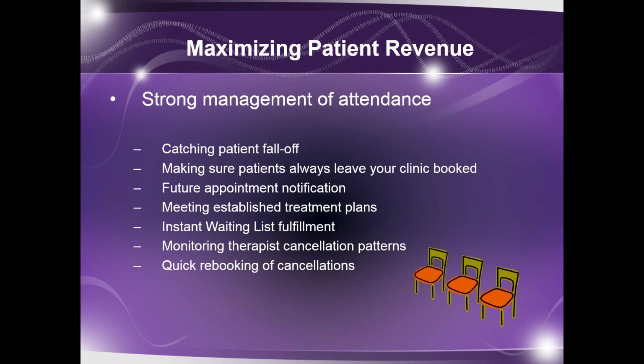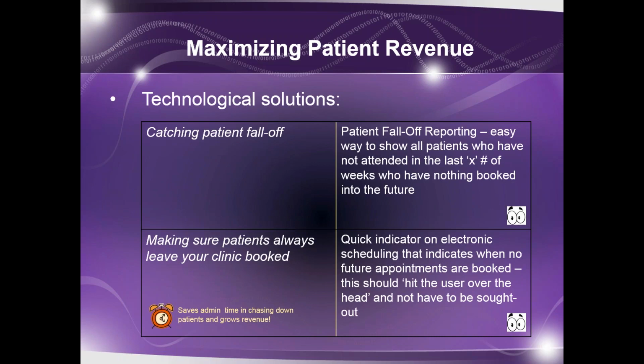So we're going to start with maximizing patient revenue. What are some ways that we can, within the software, maximize the revenue from your existing patients? We're going to go through all these topics: catching patient fall-off, making sure patients always leave your appointment booked, future appointment notification, meeting established treatment plans, waiting list, monitoring cancellations, and quick rebooking of cancellations. We're going to talk about how all of these can be done in Practice Perfect. And I do want to apologize in advance. To some of you, this may be old news. You're doing some of this already. Some of this may be brand new, but hopefully you'll gain a couple kernels of knowledge out of all of this. So we're going to start with technological solutions for catching patient fall-off.